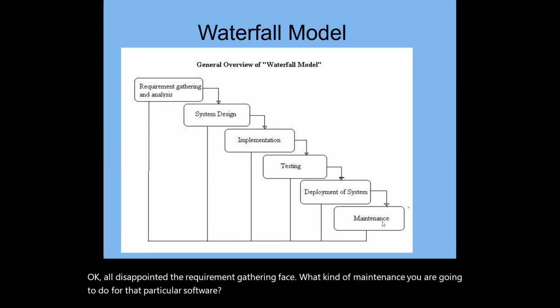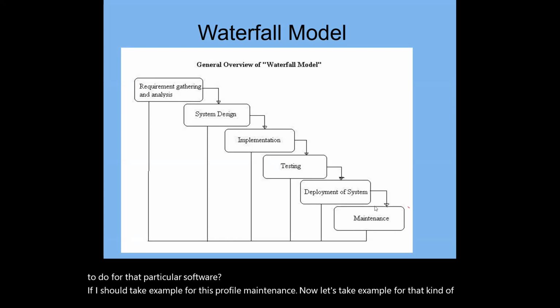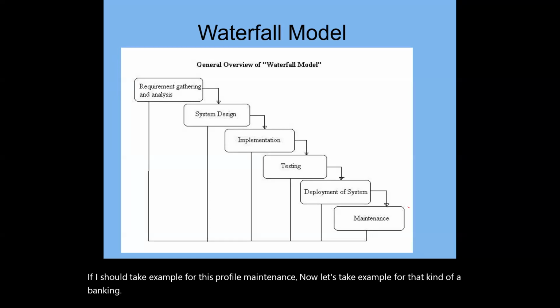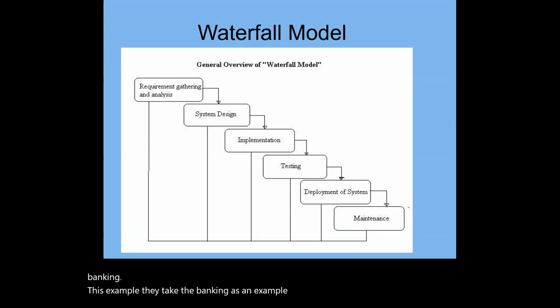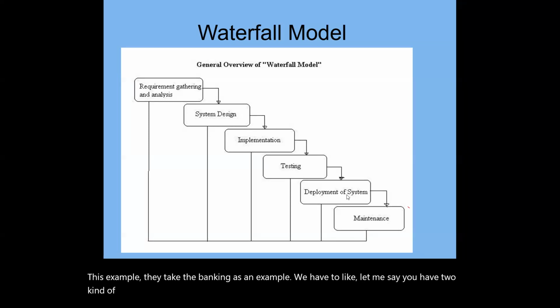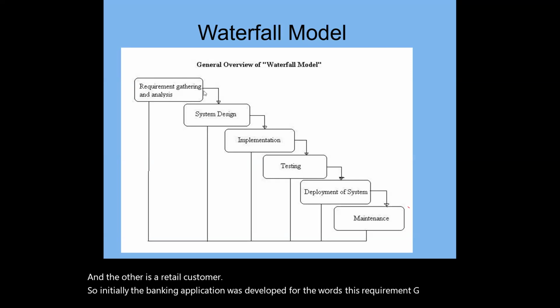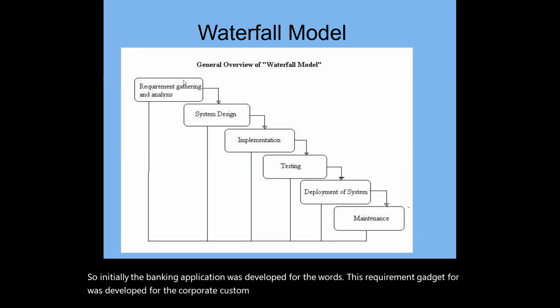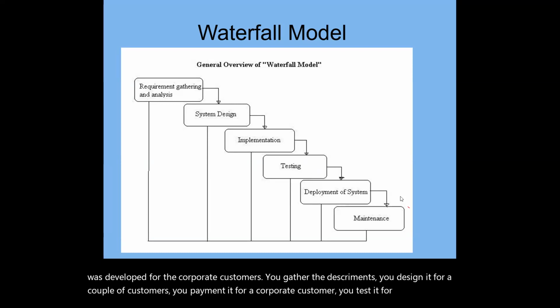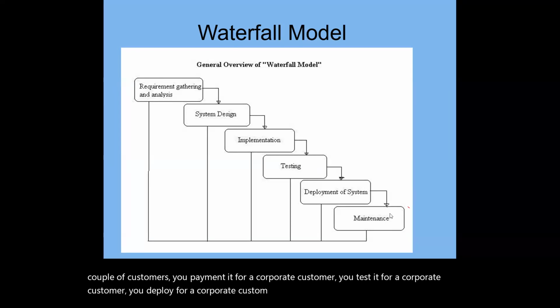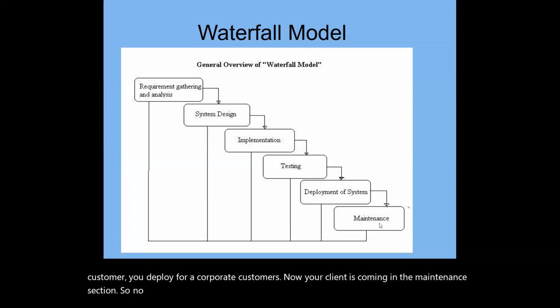Let's take an example for this maintenance, let's take banking. Let's say you have two kinds of customers: corporate customers and retail customers. Initially, the banking application was developed for the corporate customers. You gather the requirements, you design it for corporate customers, you implement it, test it, and deploy it for corporate customers. Now the client comes in the maintenance phase saying, no, I don't want only that. I also want it for the retail customers.